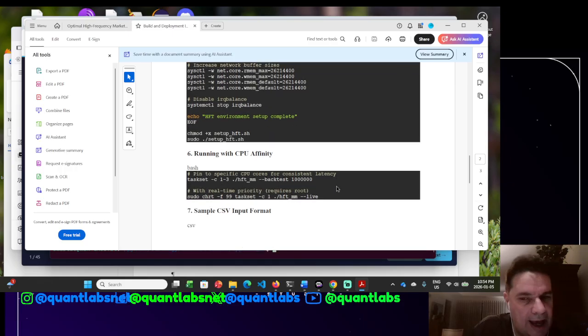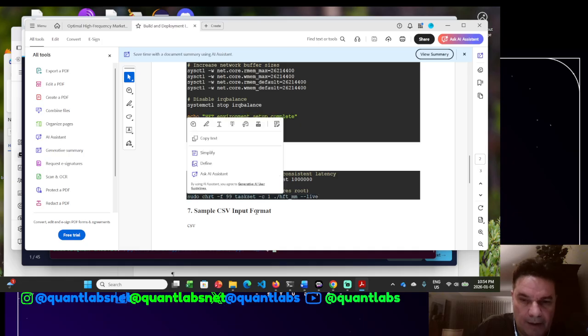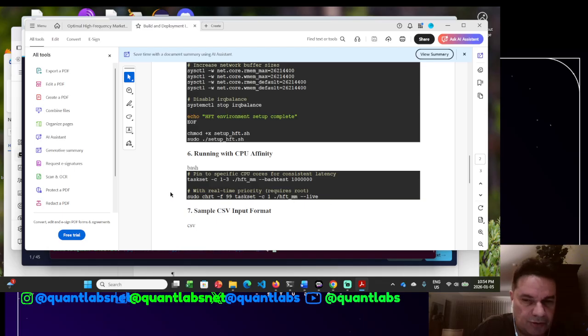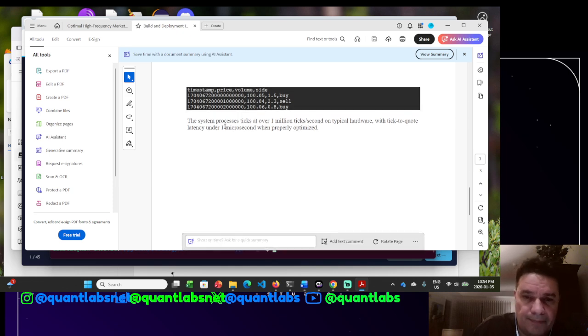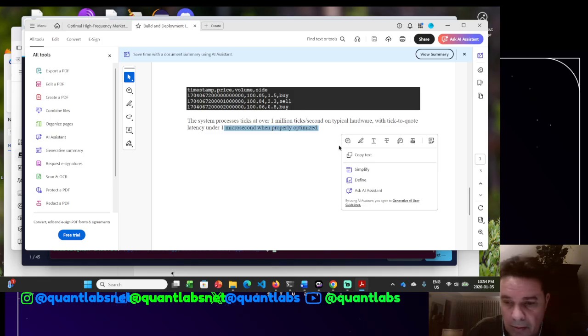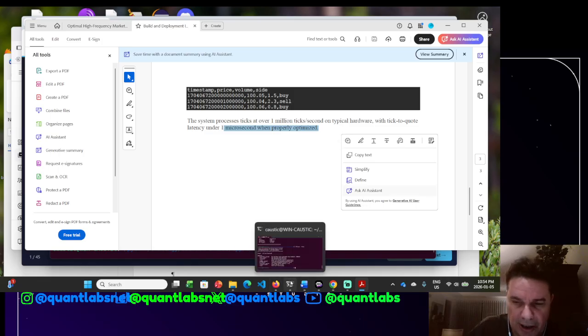And then we also can add in CPU affinity as well with a back test. And then for real time, potentially, you can only do this as root. And then you can run this combination as well on the actual bin file itself. You can also provide a CSV file. And here it processes or potentially can process 1 million ticks per second on typical hardware. That's fast. You'll see why once we go through the coding breakdown. So you can do a tick to quote latency under 1 microsecond when it's properly optimized with what I just showed.